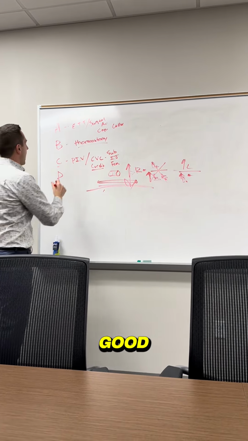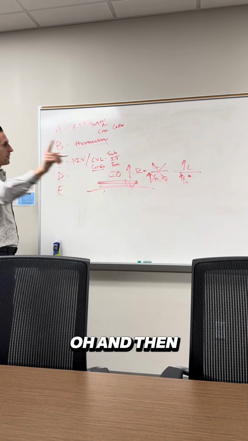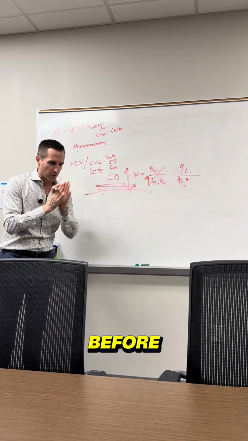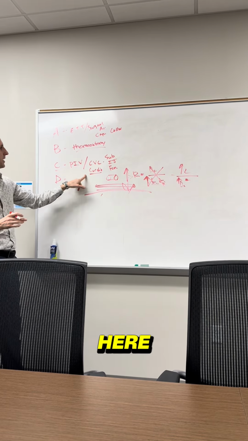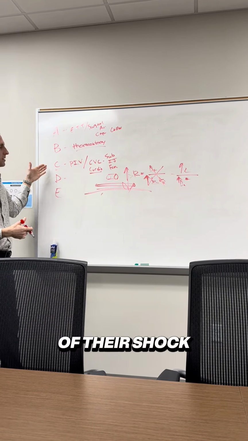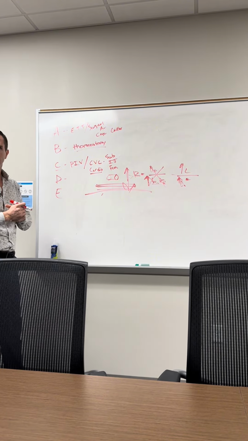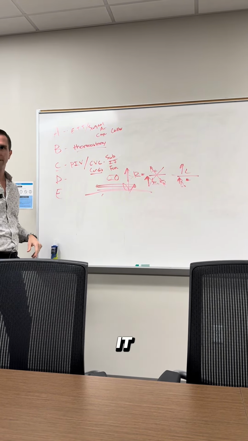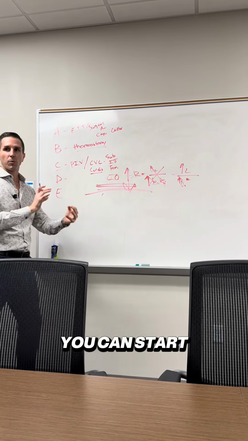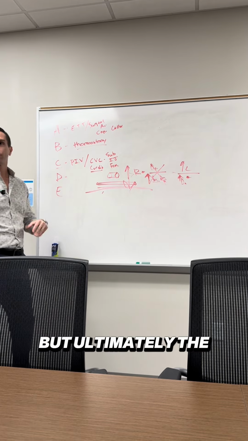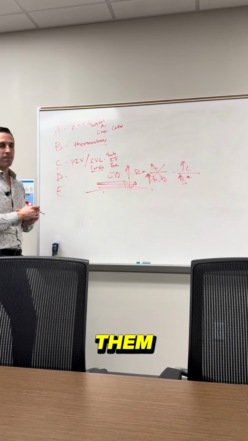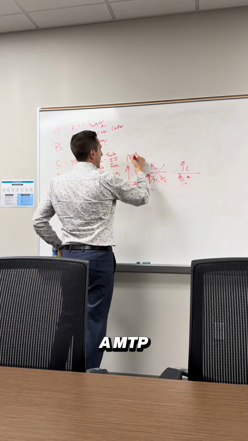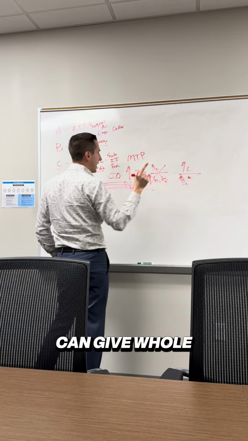That's not good. So again, the big thing is someone said before about what am I doing here, or what am I delivering because of their shock state? What am I giving them? I think we said it. LR. Okay, you can start with some crystalloid, but ultimately the bleeding patient you want to give them? Whole blood. Yeah, so it's an MTP, and then you can give whole blood.